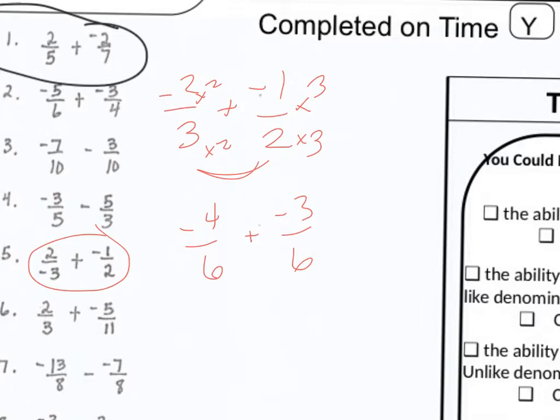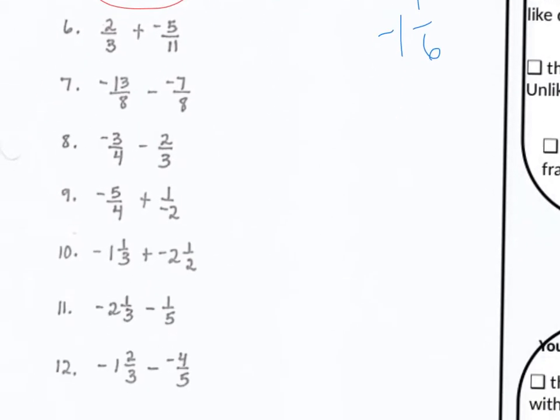The rules say when the signs are the same and I'm adding, I can keep the sign, add the numbers, keep the same denominator, keeping in mind that this is now an improper fraction, and I'm going to want to write it as a mixed number, so 6 goes into 7 once, and it's a negative 1 with the 1 over 6 left over. So we could go through, essentially all these questions are the same.